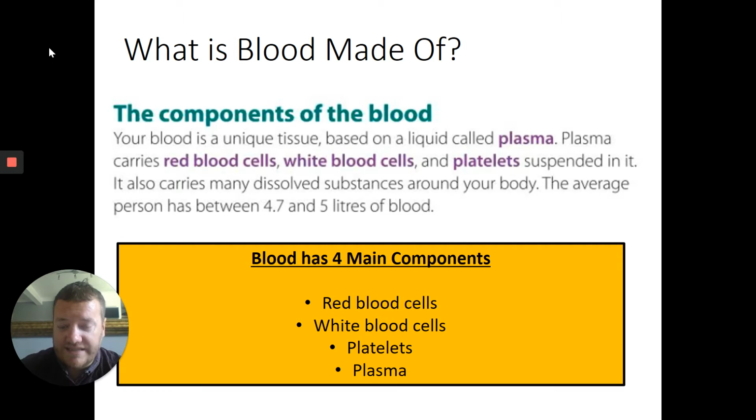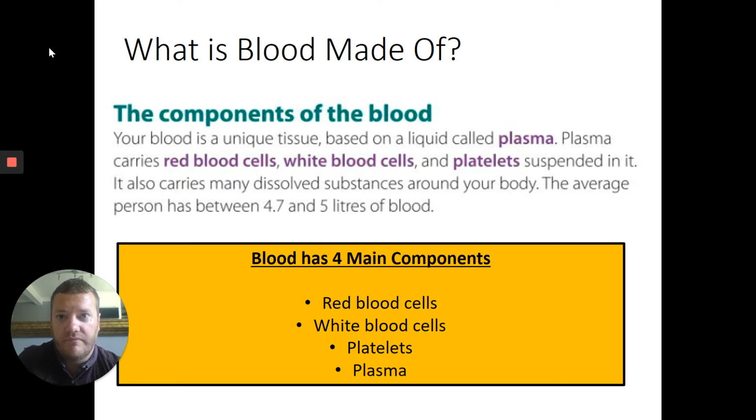Well, blood is a tissue. If you think of the definition of a tissue as a group of cells which do a particular job, then blood matches that description, so that makes it a tissue. And it's made up of 4 main components. There are 4 main parts of blood. The things that are in it are red blood cells, white blood cells, platelets, and plasma. And we'll look at those individually in a moment.